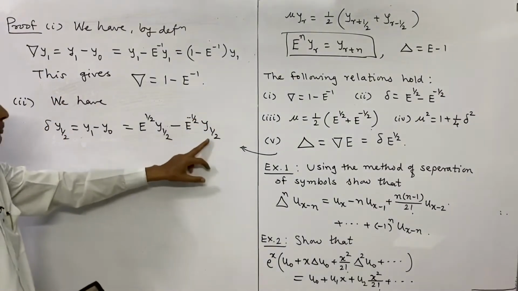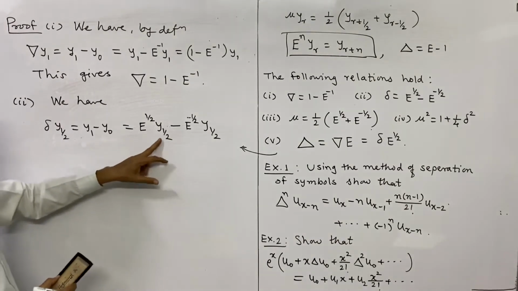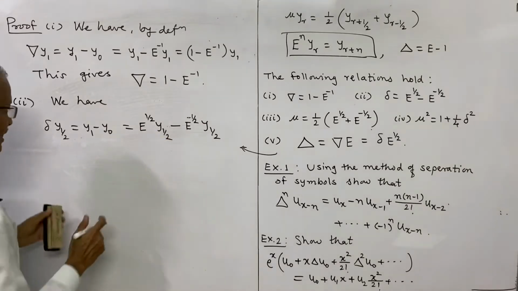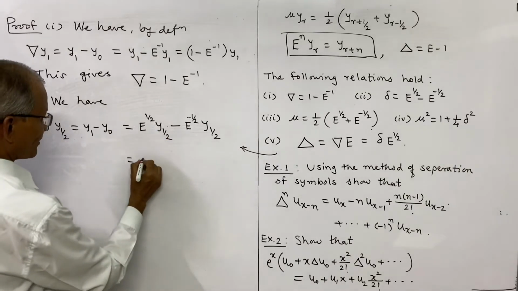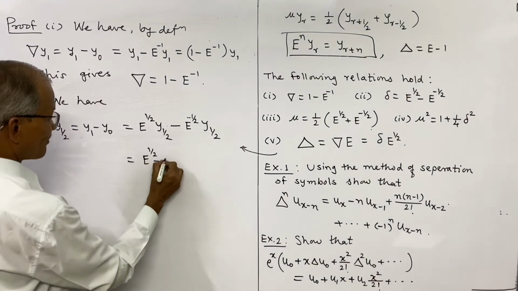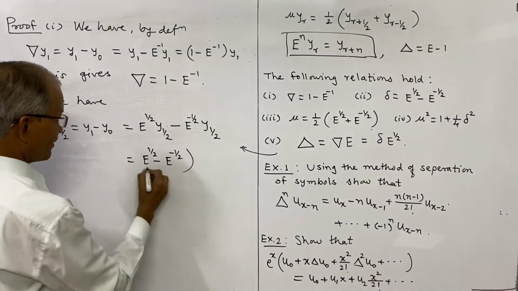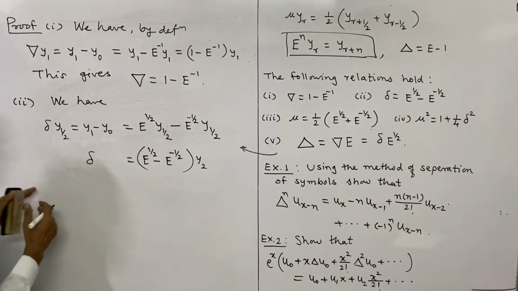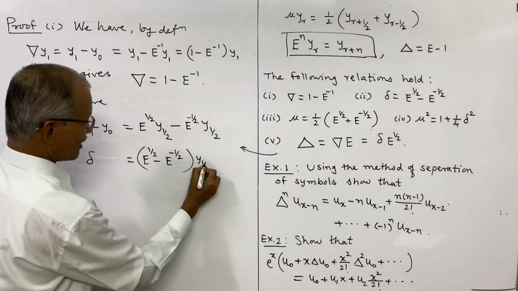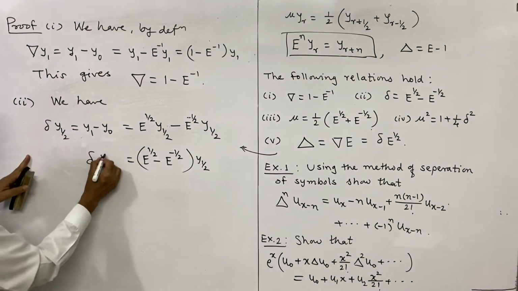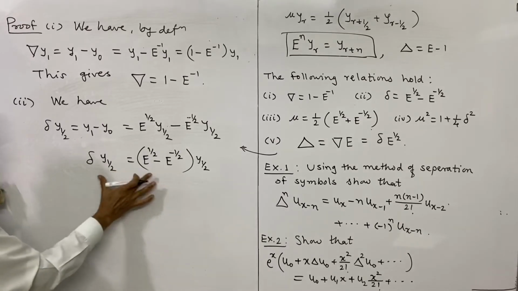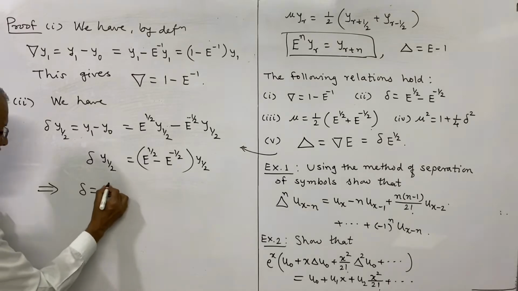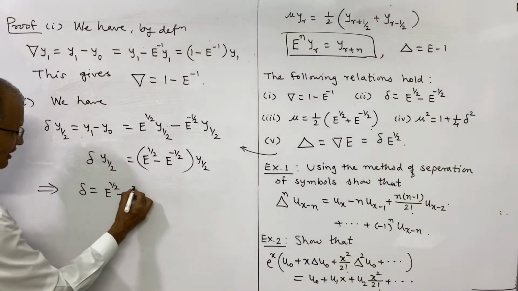So negative half, positive half becomes 0, and thus now we have y half on both left side and right side, and now that can be taken common. So in bracket what remains: e to the power half minus e to the power negative half, of y half, and the left side is delta y half. Now these two are equal, and this implies delta is equal to e to the power half minus e to the power negative half.